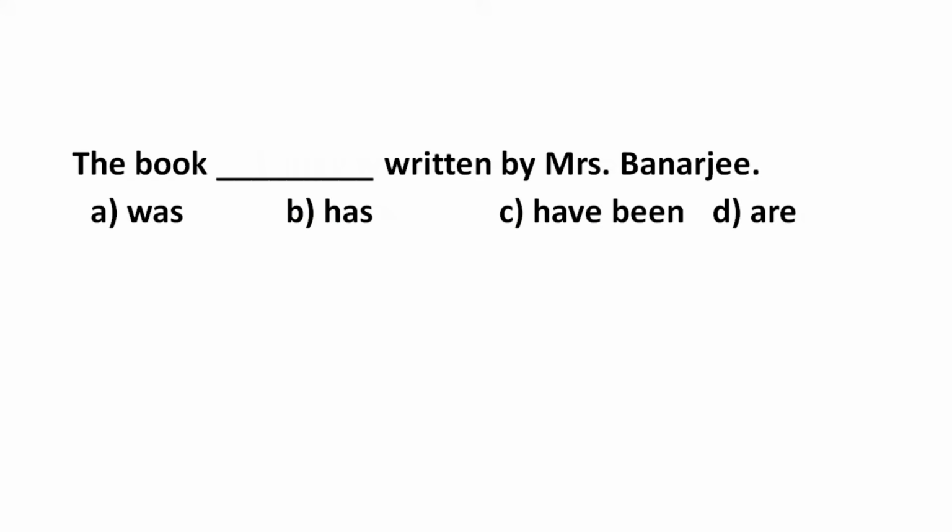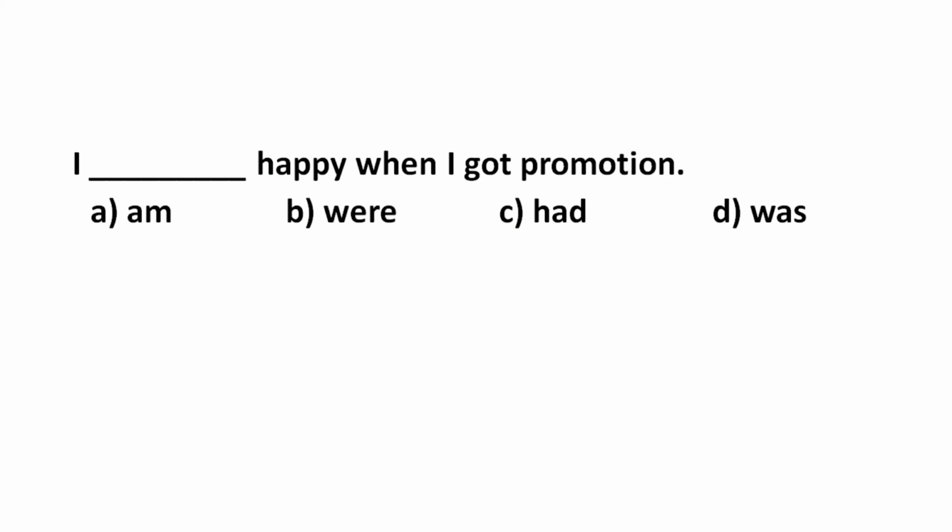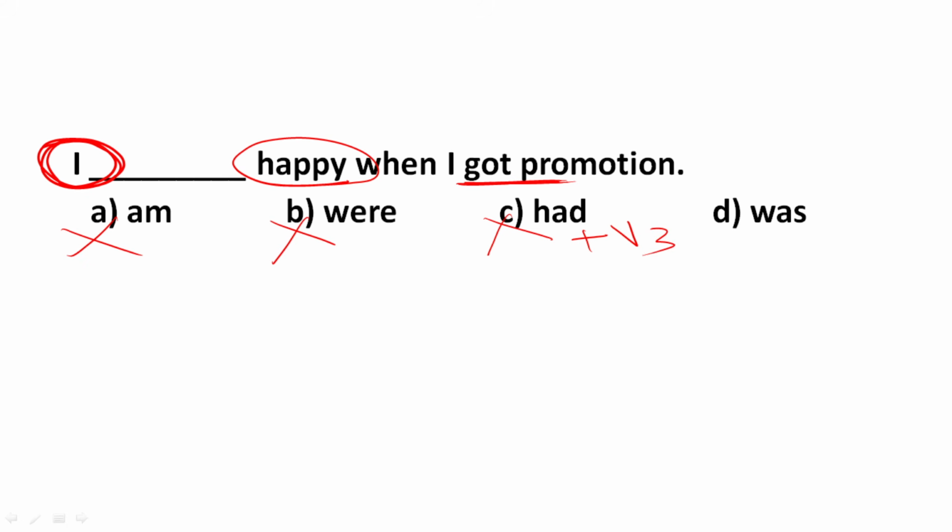We have the next question. I dash happy when I got promotion. Now fundamentally, you are talking about I. So I were is wrong grammar. Now you are talking about got. Got is already over. Past tense. Am is present tense. No. Now you're trying to say happy. Happy is an adjective. So I can't use had, because when I use had, I should use the verb V3, and happy is not a verb at all. I was happy when I got promotion is the right answer.